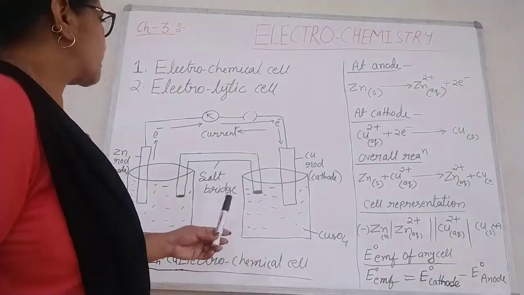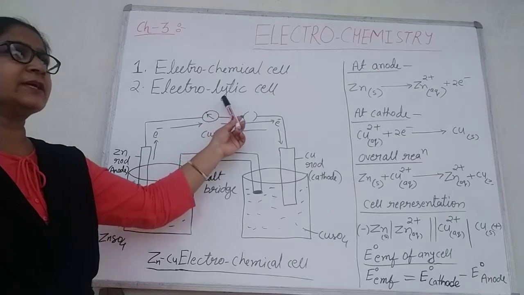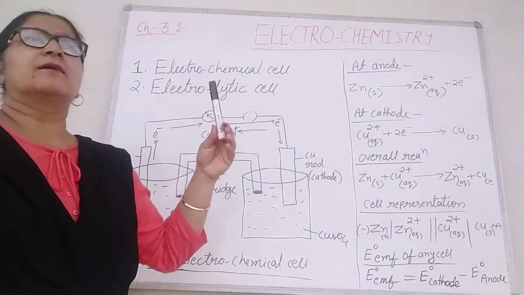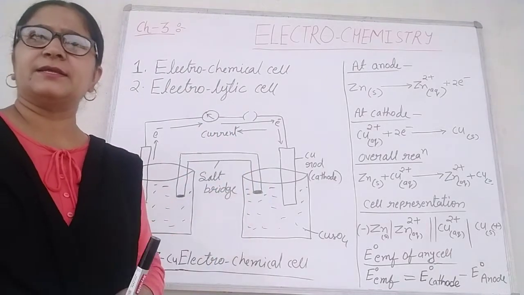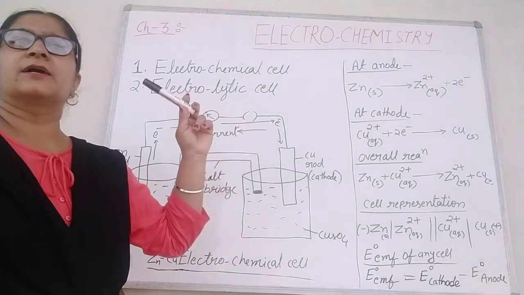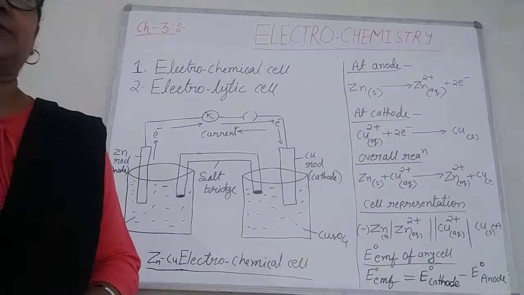First, electrochemical cell, and second, electrolytic cell. Here, electrochemical cell converts chemical energy into electrical energy. On the other hand, electrolytic cell converts electrical energy into chemical energy.